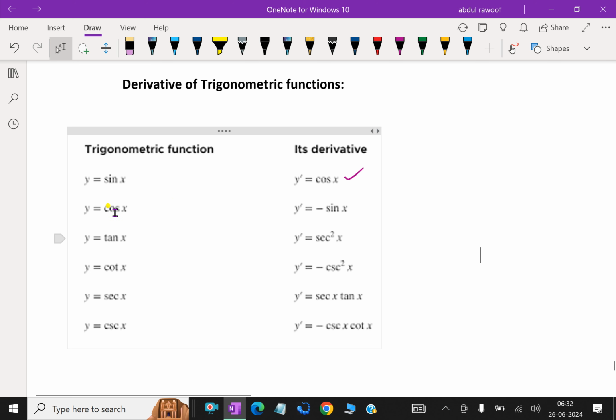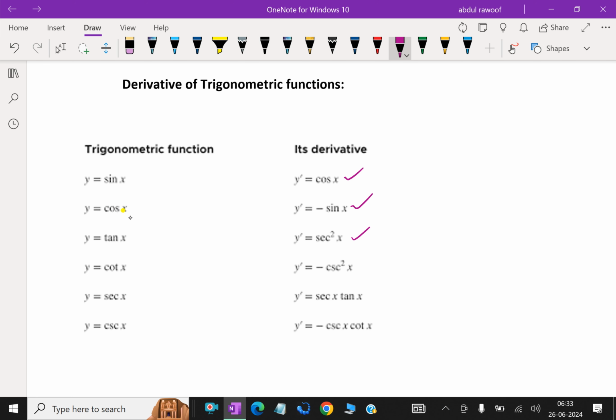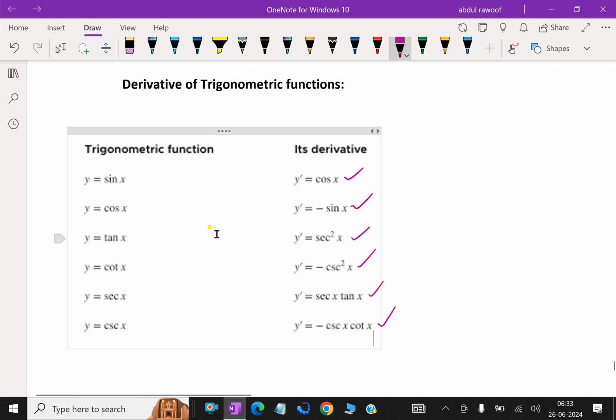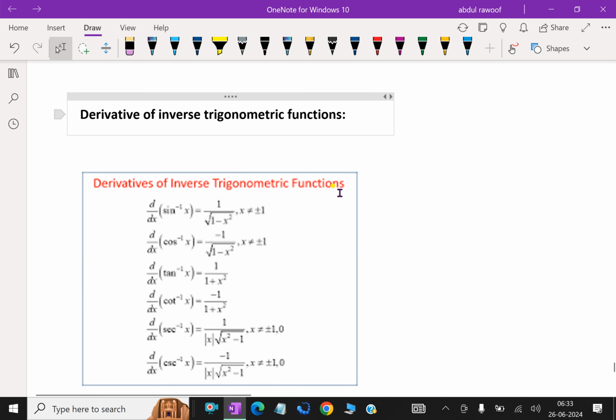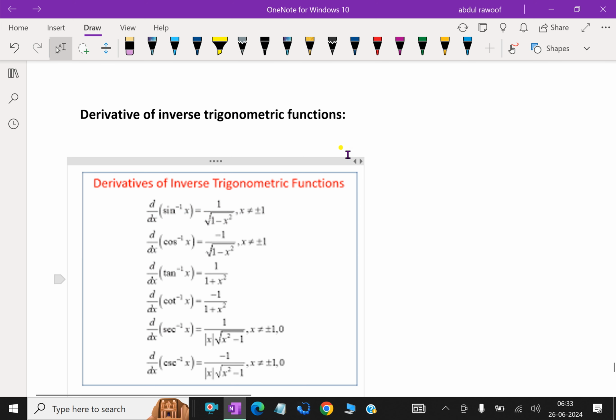The derivative of y equals cos x is minus sin x. The derivative of tan x is secant squared x, cot x is minus cosecant squared x, secant x is secant x tan x, and cosecant x is minus cosecant x cot x. It is better to remember the basic trigonometric functions. Then from that, the extension: derivatives of inverse trigonometric functions.